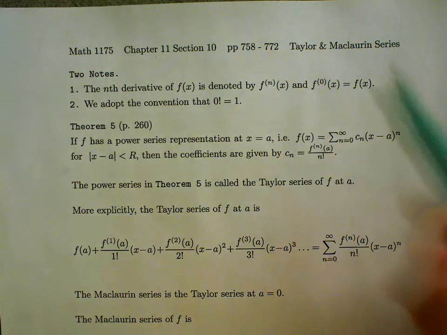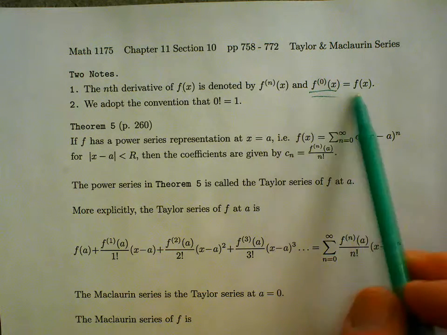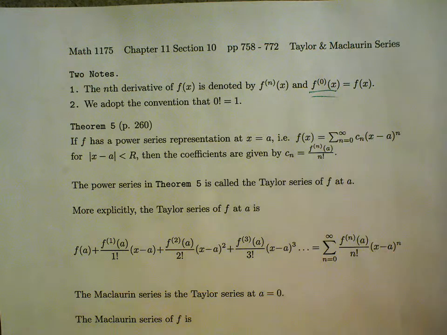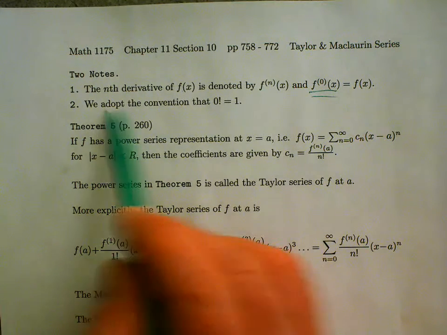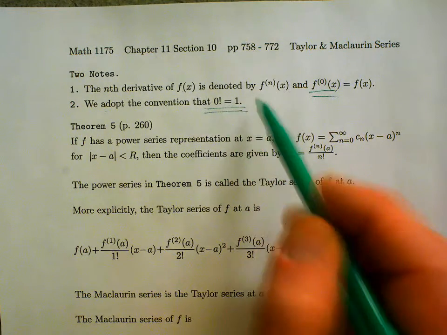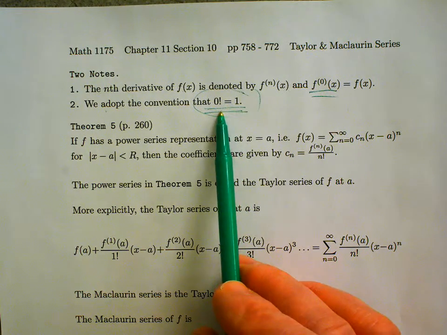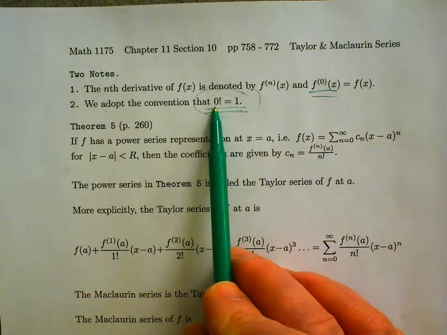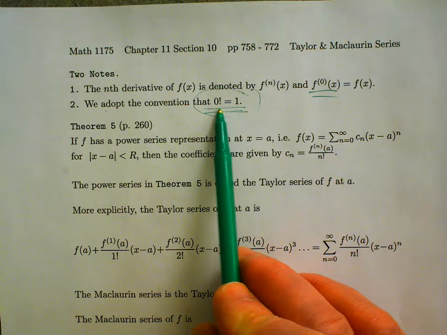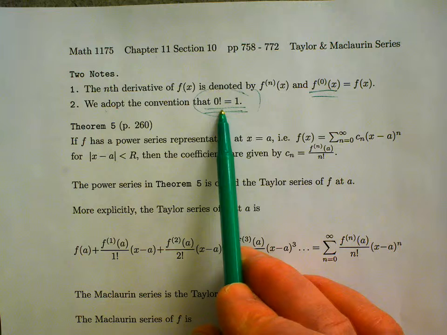So this is handy notation when we're writing out the sigma notation for a power series representation. And we also adopt the convention that 0 factorial equals 1. So in combinatorics, if you've ever studied combinatorics, you learn that just by definition, 0 factorial is understood to be 1. It doesn't cause any problems, and it works nicely with the other factorial formulas.